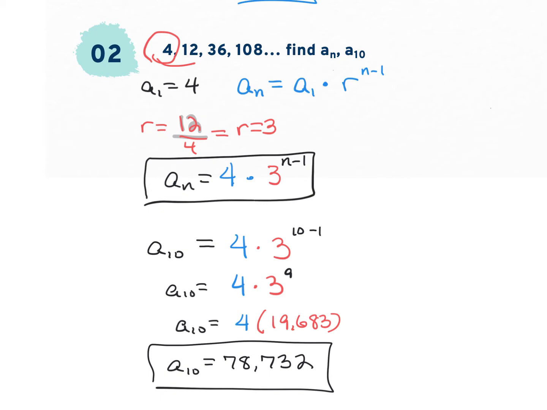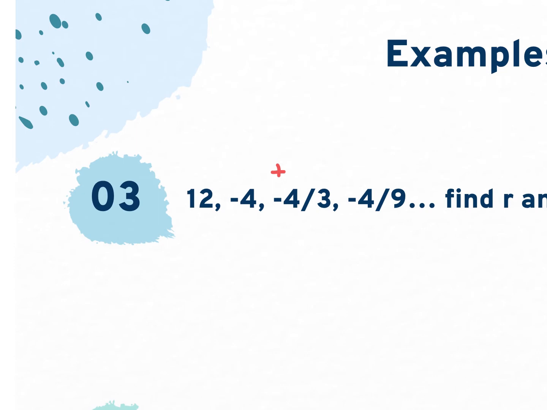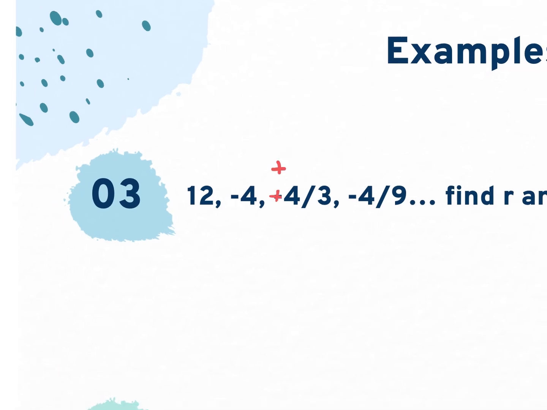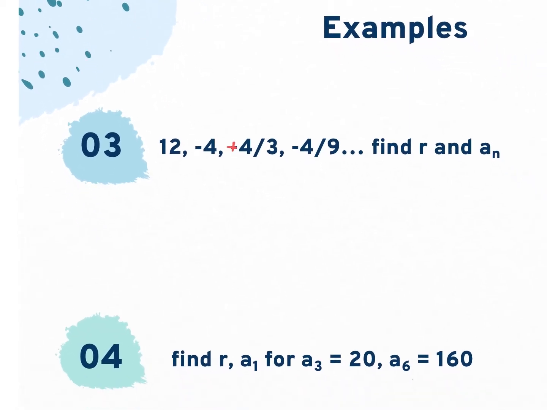Now, number 3 has a typo. We need to change one of the signs. So on this one, this third term that's listed here, change this to a plus sign. I'll make that a plus sign. Okay, so it wants me to find the common ratio and my a sub n.